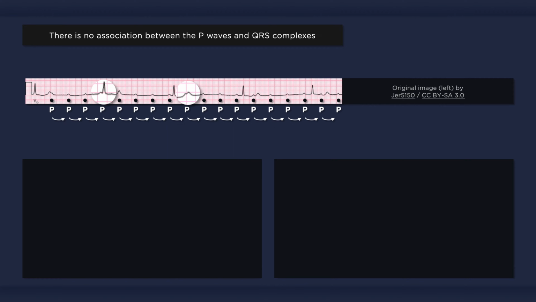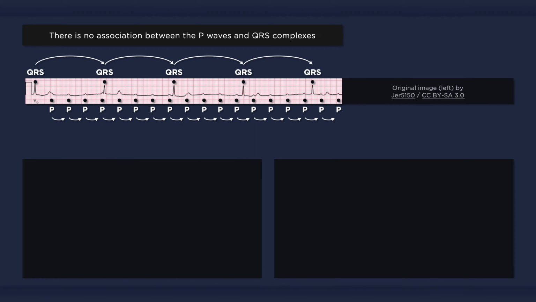It is also important to note that the atrial rate can be irregular, such as when a patient with complete heart block has atrial fibrillation. Now let's take a look at the QRS complexes. They are also occurring at a regular rate of about 27 beats per minute. Note how the QRS complexes are occurring at regular intervals with no relation to the P waves whatsoever.